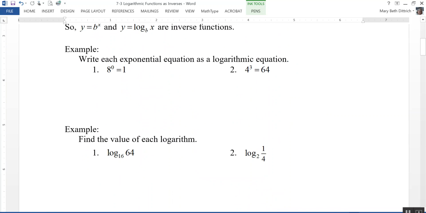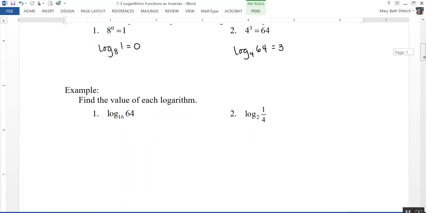Let's take a look at a couple examples here. First, we need to write each exponential equation as a logarithmic equation. So remember, we're going to use the fact that log base b of x equals y can be written as b to the y equals x. So the base becomes the base. The y, what's on the other side of the equal sign, becomes the exponent, and the x is the solution. So here this is going to be log base 8 of 1 equals 0, or in other words, 8 to the 0 power equals 1. For number 2, 4 to the third equals 64 is going to be written as log base 4 of 64 equals 3. Or in other words, what power does 4 have to be raised to equal 64? 4 to the third is 64.